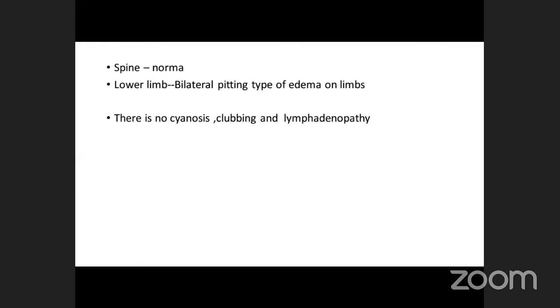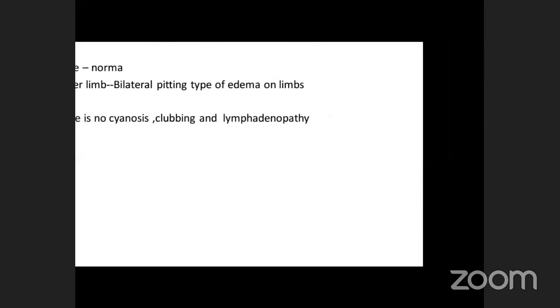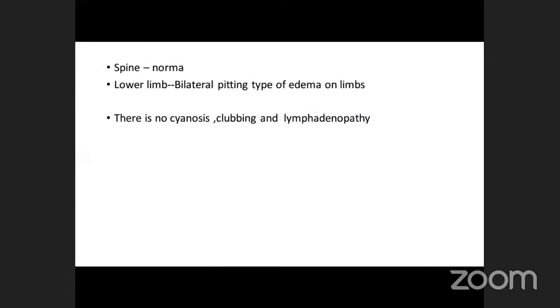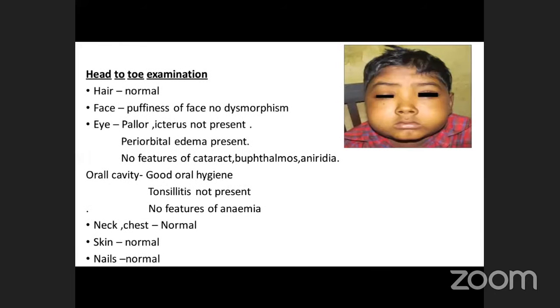Okay. Spine is normal. In the lower limb, there is a bilateral pitting type of edema. There are no features of any cyanosis, clubbing, or lymphadenopathy. Anything else in your head to toe? Okay, fine. Go back. Now in head to toe, I would like to add a few more things.